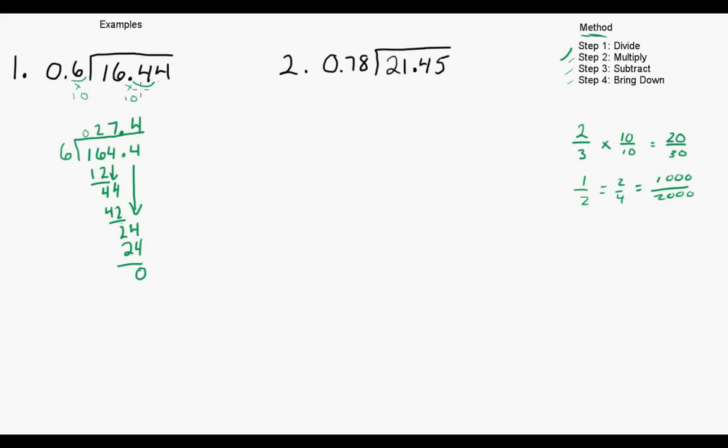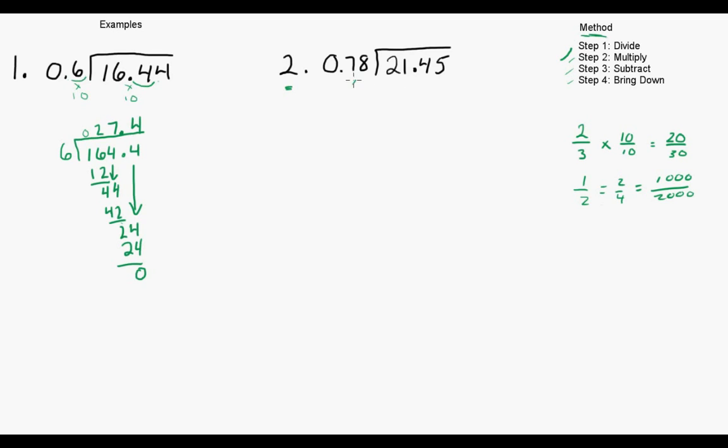Okay, so just experiment a little on your own with your calculator and a scrap piece of paper and try some different examples, and you'll see that no matter what you do, as long as you're multiplying this by 10 or 100, 1,000, a million, whatever you're doing, as long as you do the same to this number, you'll always get the same answer. So let's move on to our second example. We have 0.78 divided into 21.45.